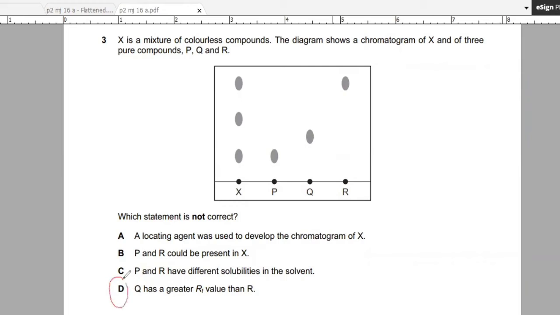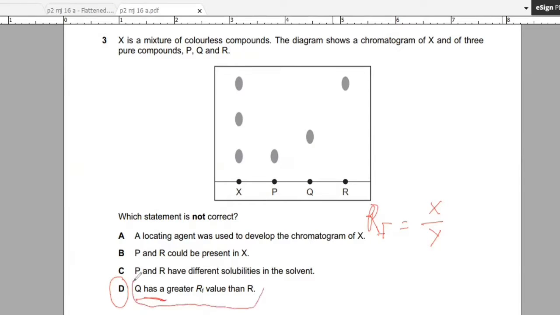Now the remaining one is option D. Q has a greater Rf value than R. So here you need to know what an Rf value is. Rf value is basically the retention factor value. Retention factor is equal to X divided by Y. X is the distance traveled by the solute, divided by Y, the distance traveled by the solvent front. So here, Q has a greater Rf value than R. So we have to think, it is Q, the color is this. This is actually X now.